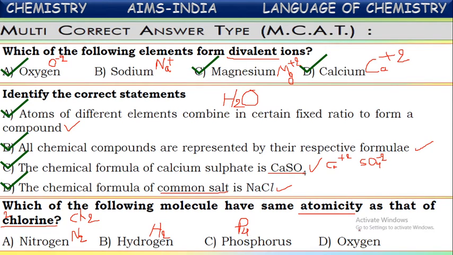Now what about oxygen? The molecular formula of oxygen is O2. And its molecule also has 2 atoms in each molecule. So it is also diatomic. Now, as chlorine is diatomic, nitrogen, hydrogen, and oxygen, these three also have the same atomicity as that of chlorine. Okay, these three are correct answers. Whereas phosphorus is tetraatomic. The atomicity of phosphorus is 4.